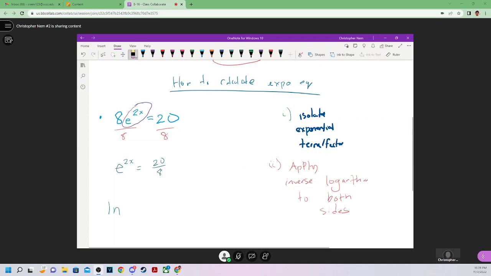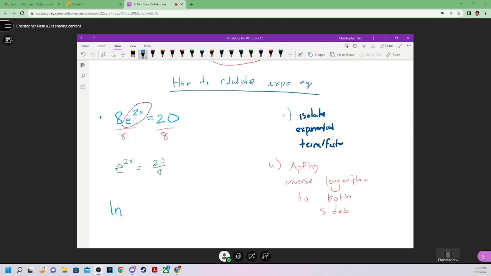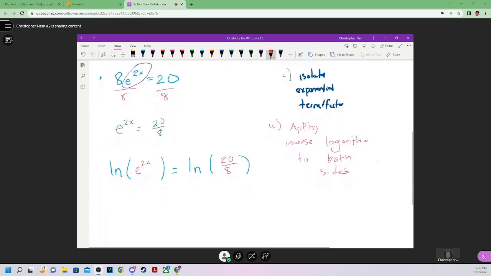ln. And I'm applying my natural log to both sides. The first side is e to the 2x, and the second side is 20 over 8. So I apply it to both. Why would I apply it to both? Because remember, our logarithm function is the inverse of our exponential function. If we choose the right inverse, we have a property. This is exactly equal to 2x.